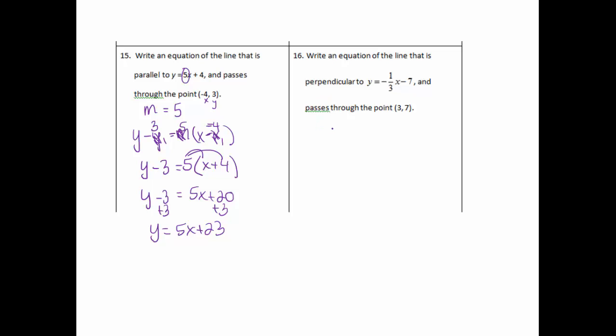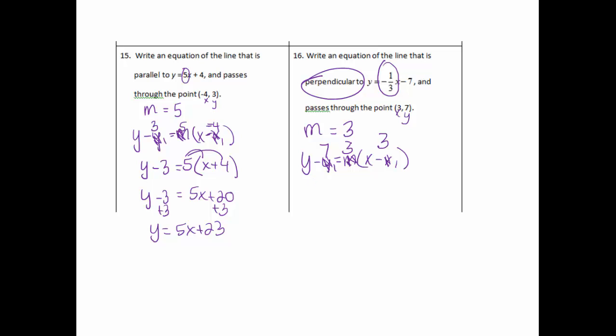Okay, number 16, write an equation of the line that is perpendicular to y equals -1/3 x minus 7 and passes through the point 3, 7. All right, perpendicular, I know my slope needs to be an opposite reciprocal. So if the slope of this line is -1/3, the slope of my line is going to be positive, the flip of 1/3, which would be 3/1, or just 3. So now once again, I'm ready to write my point slope form. This is my x, this is my y. So y is 7, m is 3, x is 3.